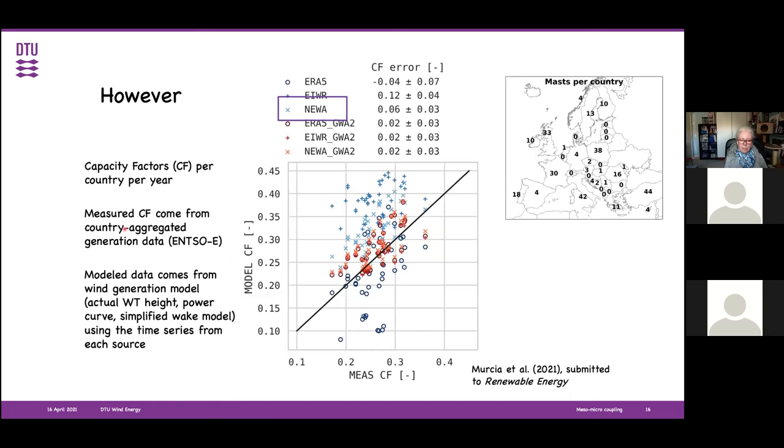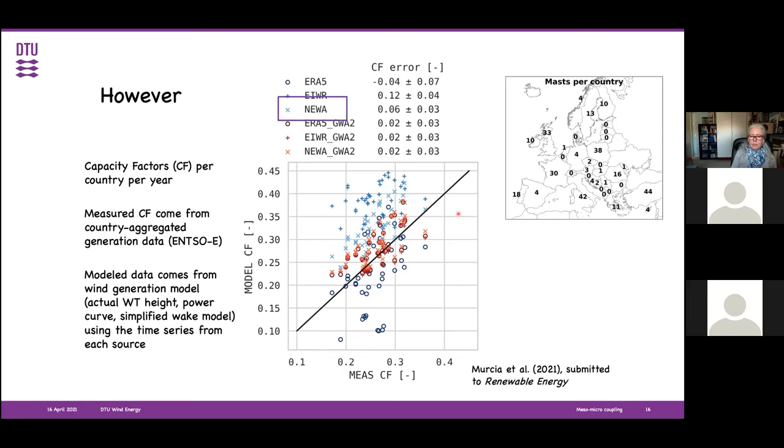But something that perhaps you haven't seen is what happens when you use the data from NIWA in, for example, power system modeling. Let me explain a little bit how this was done. There is a measured capacity factor that comes from the European transmission operators. Each of these points is the production from one country in Europe for a year. Then in the model, you take the time series, for example, from ERA5 and from NIWA, and use a wind turbine height power curve and a simplified wake model to come up with what the capacity factor for that country for that year would be if you use that data.